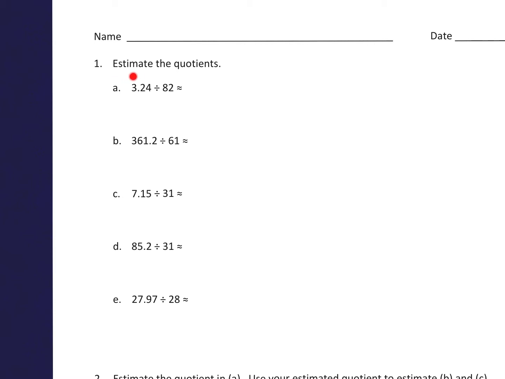So this says estimate the quotients. Remember, quotients are answers to division problems, right? These are all division, and it's asking us to estimate. There's a couple different ways that you can estimate the quotient, but the answers should all basically be the same, right? So there's a couple different ways that we could approach this.